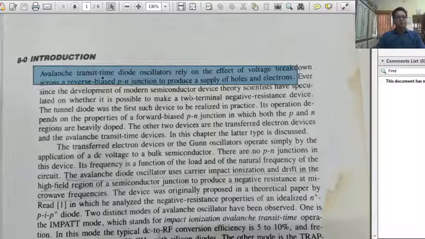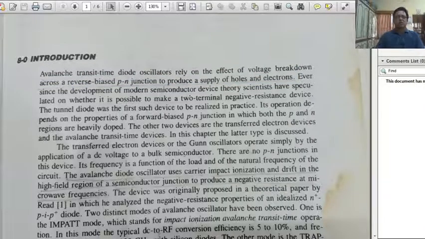Avalanche transit time diode, a category of diode, when it is used as an oscillator, we take the effect of voltage breakdown across the reverse biased PN junction. We are taking the reverse biased PN junction, and such a device produces a supply of holes and electrons.